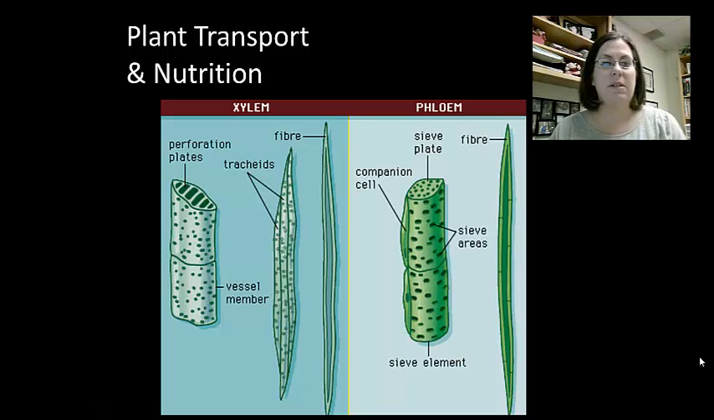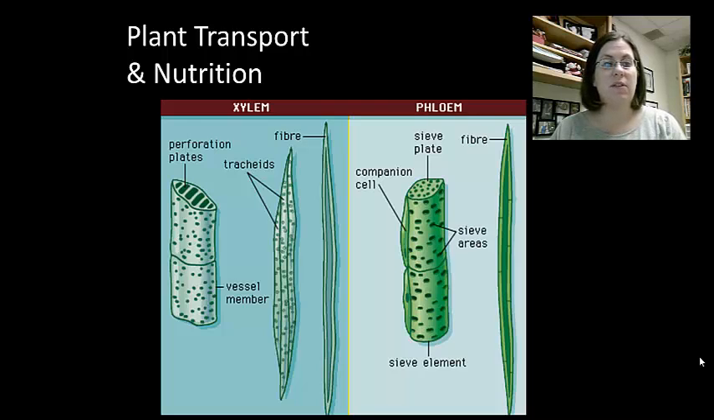Hi everyone, I'm Miss Davis and today we're going to cover plant transport and nutrition. You will recall from the last lecture that we talked about the different types of plant tissue. Today we're going to focus on the role of vascular tissue in its movement of water, minerals, and sugars.